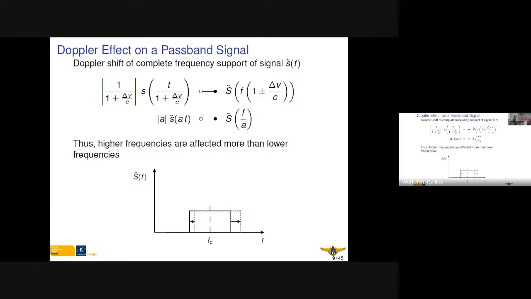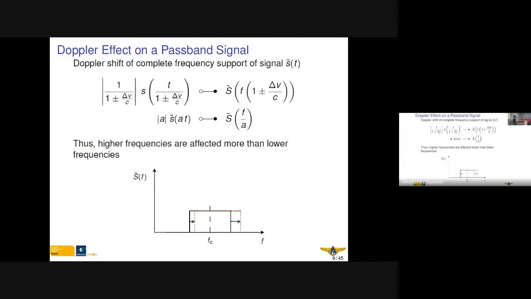This is shown here below. So if we have the carrier frequency f_c and the Fourier transform S tilde of f, which is the Fourier transform of the passband signal, we can see that the lower frequencies of our bandwidth are shifted less than the higher frequencies. So it's a dilatation effect. It's not a constant shift of all the frequencies. And we can see here the Fourier pair that is implementing this dilatation effect.